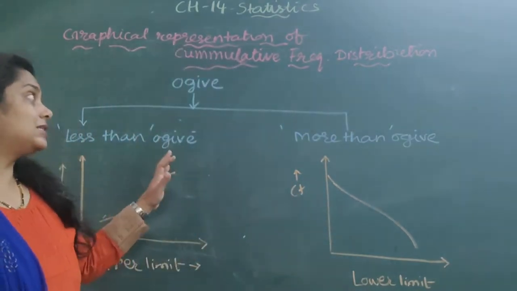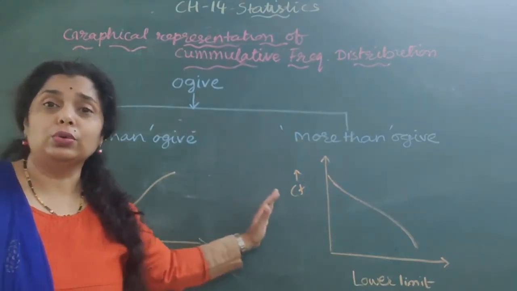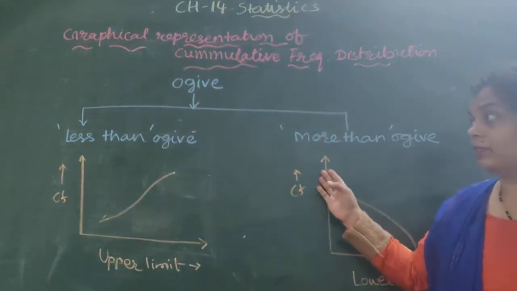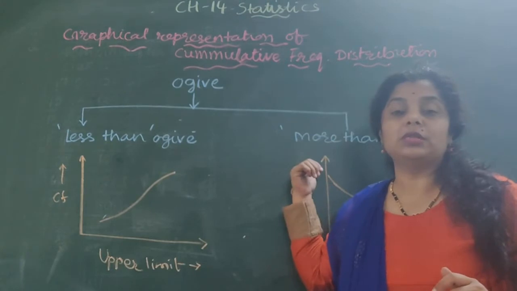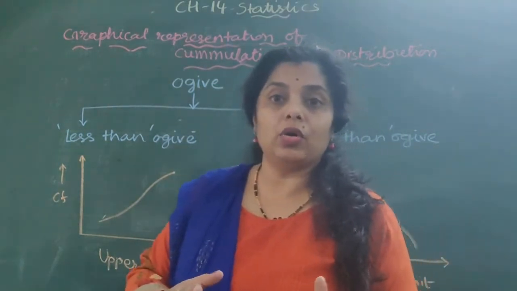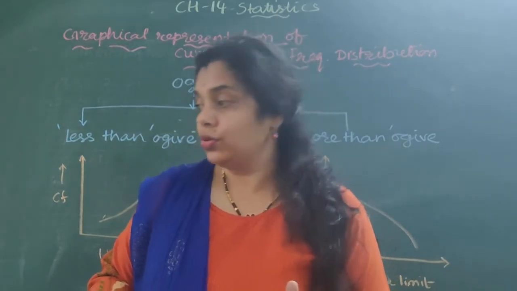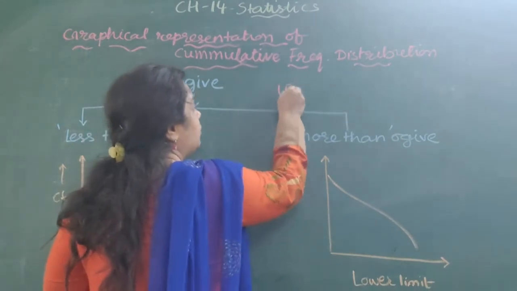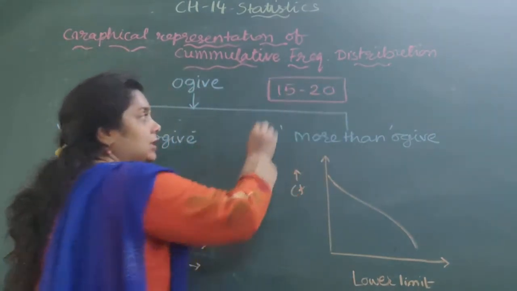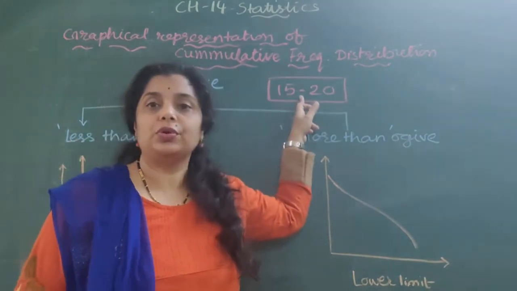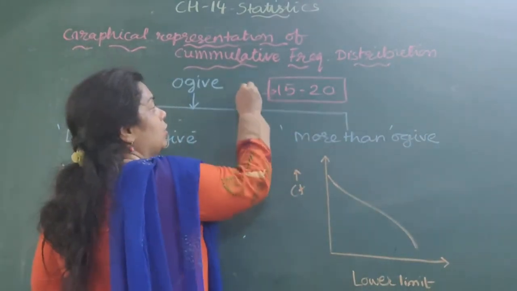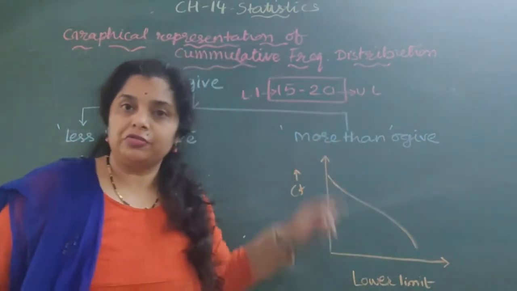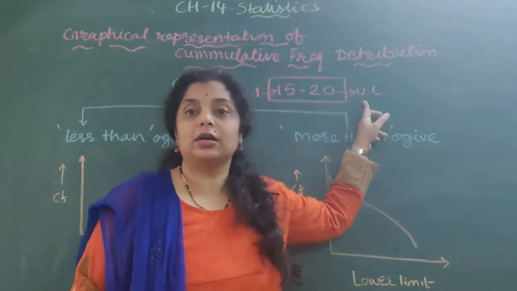In this 10th standard, we will learn about two different types of ogives, less than type and more than type. What do we mean by less than type and more than type? Less than of what and more than of what? If we take any class, for example 15 to 20, the class size is 5. 15 is the lower limit and 20 is the upper limit.